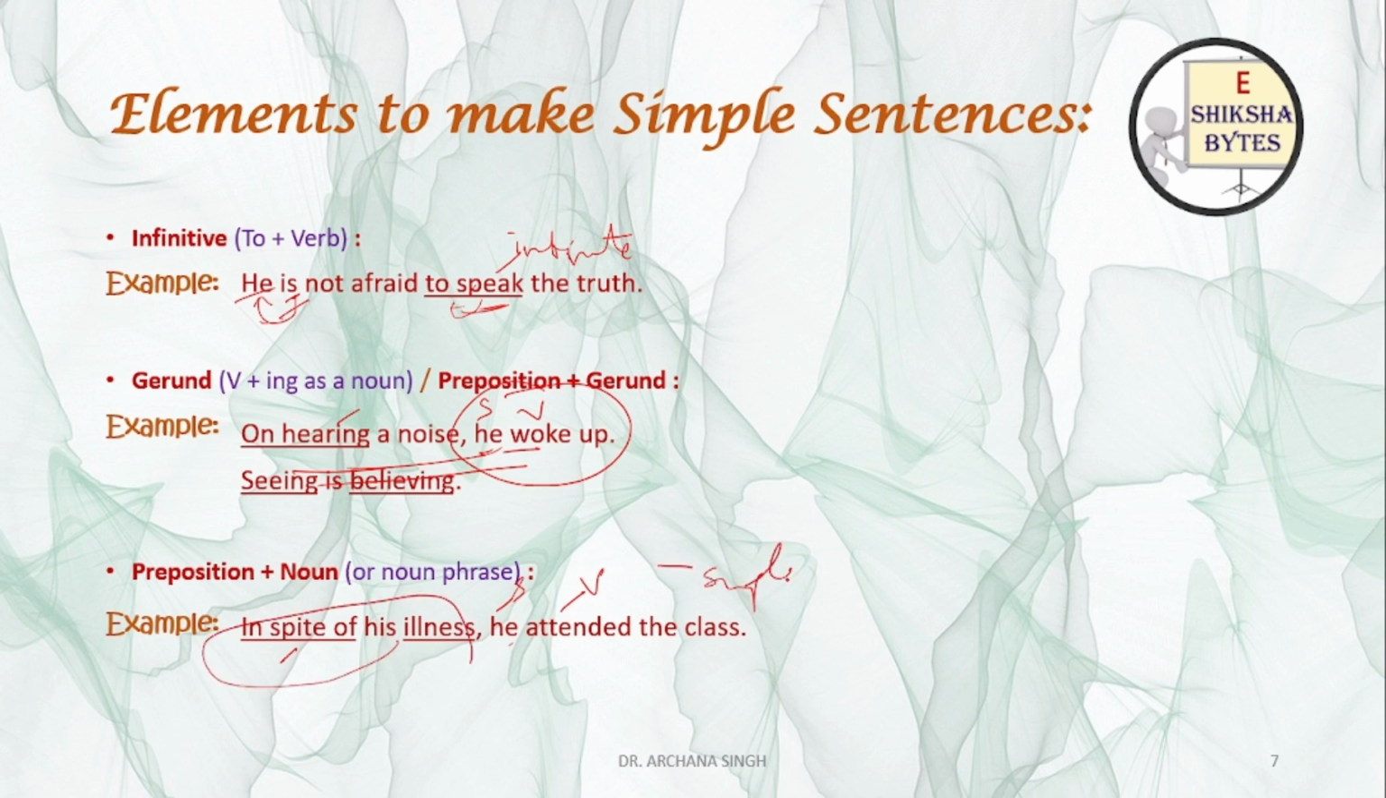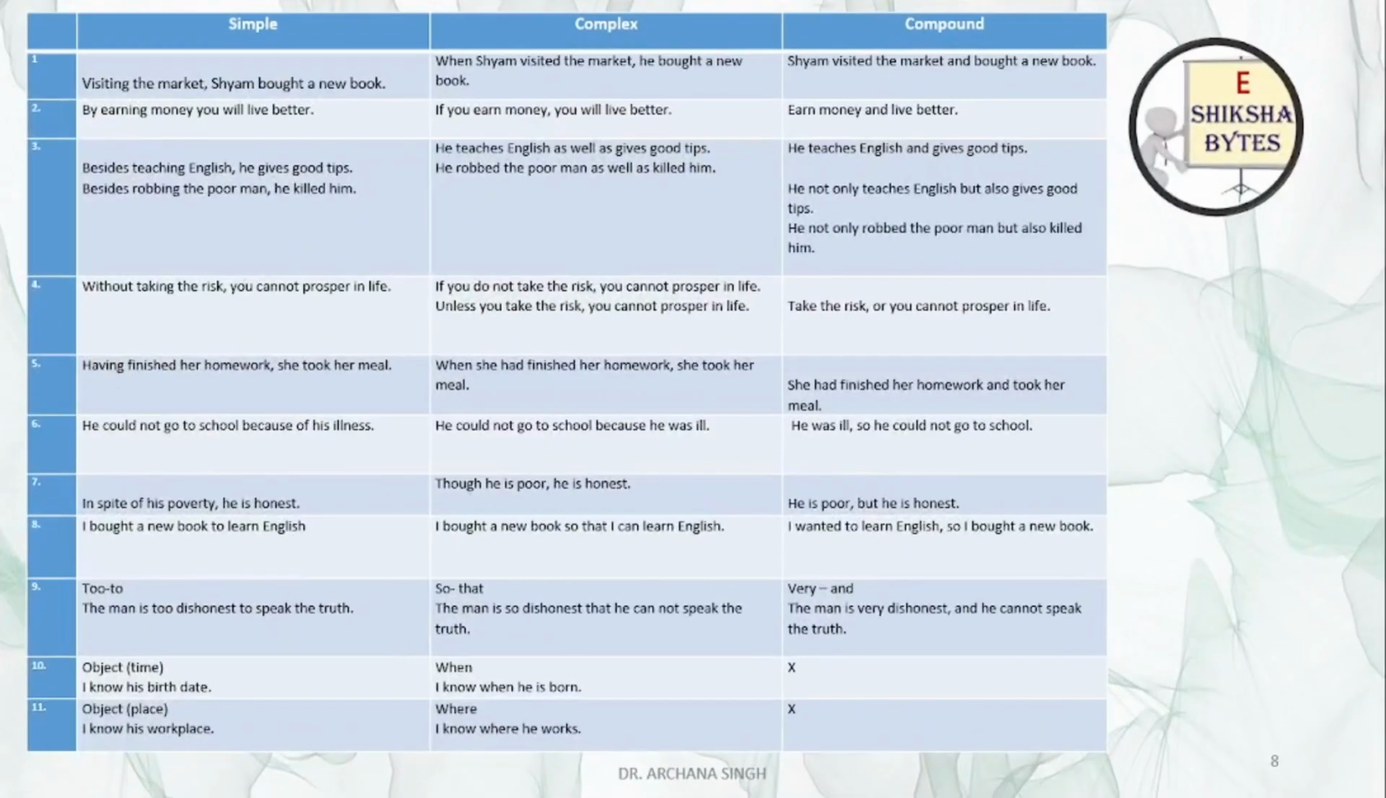So this is again your simple sentence. Now I'll show you how to convert simple to complex, complex to compound, and vice versa. Like if you have a sentence, visiting the market, Sham bought a book. As I told you, this is not your verb, you have one subject and verb combination. So you can make it into a complex sentence by using subordinate clauses, like when Sham visited the market. So this is your dependent clause. What happened when Sham visited the market? He bought a new book. So this becomes a complex sentence.